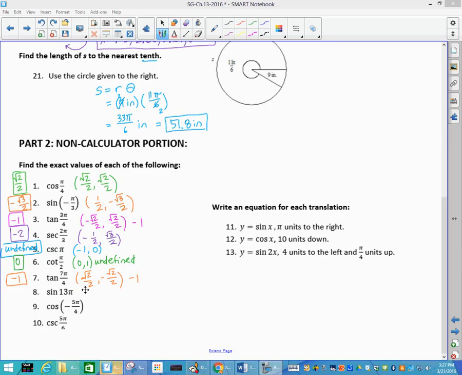Sine of 13 pi. We talked about our odd values of pi being on the left side of the circle, so those coordinates are negative 1, 0. Sine is the y, so that answer is 0.